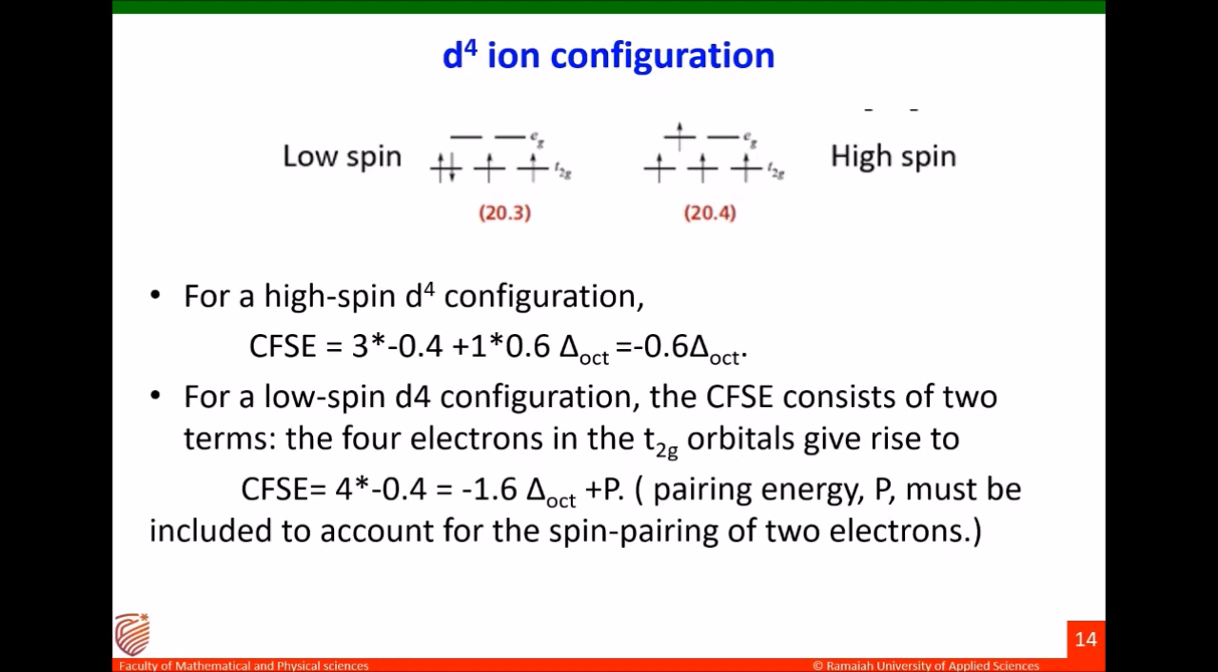That is pairing energy. So this pairing energy must be included to account for the spin pairing of two electrons. For a high spin complex of d4 configuration, we do not have to take the term P because there is no forced or internal pairing happening.